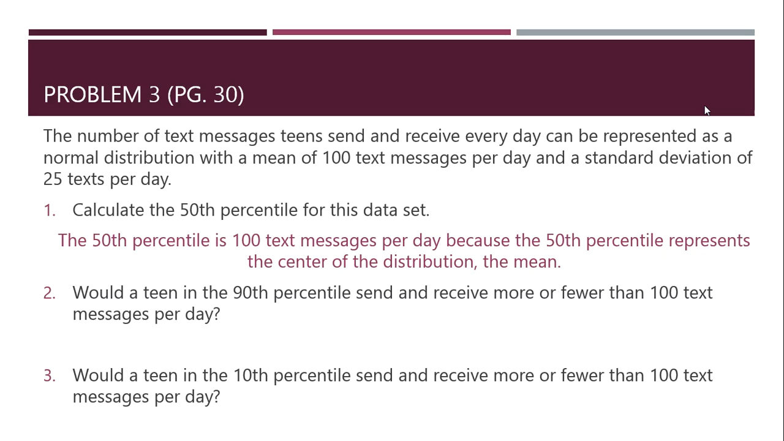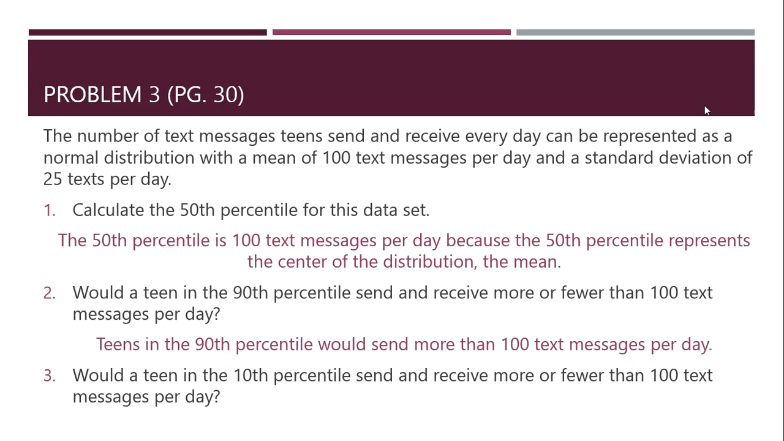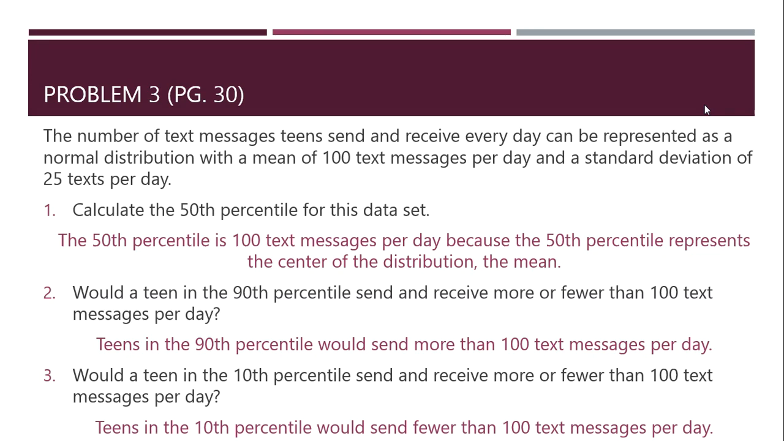So the next question is, would a teen in the 90th percentile send and receive more or fewer than 100 text messages per day? Well, 90th percentile is more than 50%. That's more than the mean. So you'd be sending more than 100 text messages per day. And our last question, would a teen in the 10th percentile send and receive more or fewer than 100 text messages per day? Well, the 10th percentile is lower than the 50th percentile, so that means you would be receiving fewer than 100 text messages per day if you were in the 10th percentile.